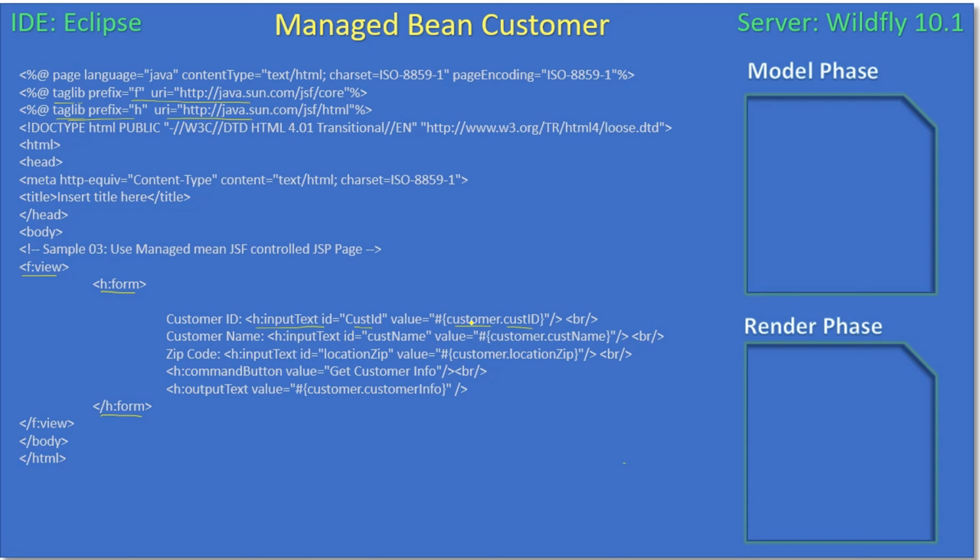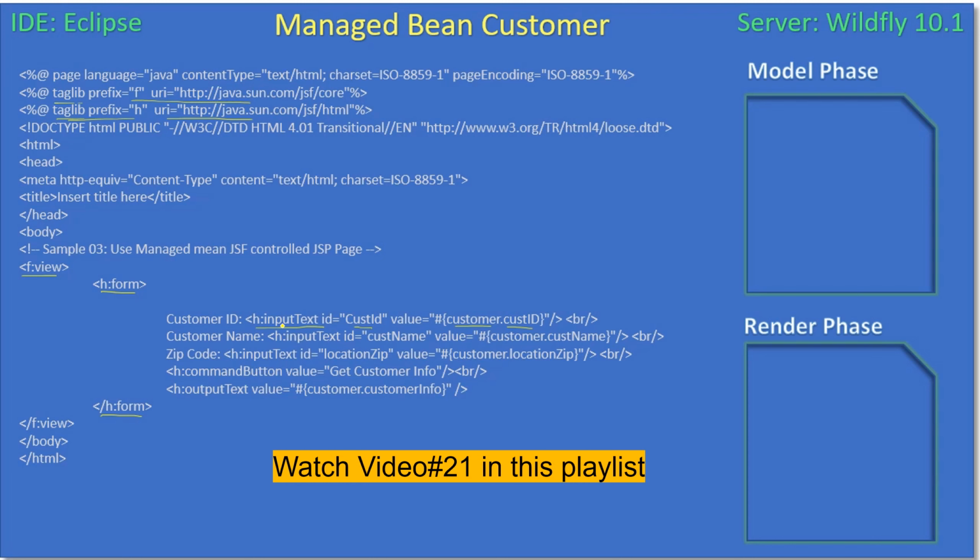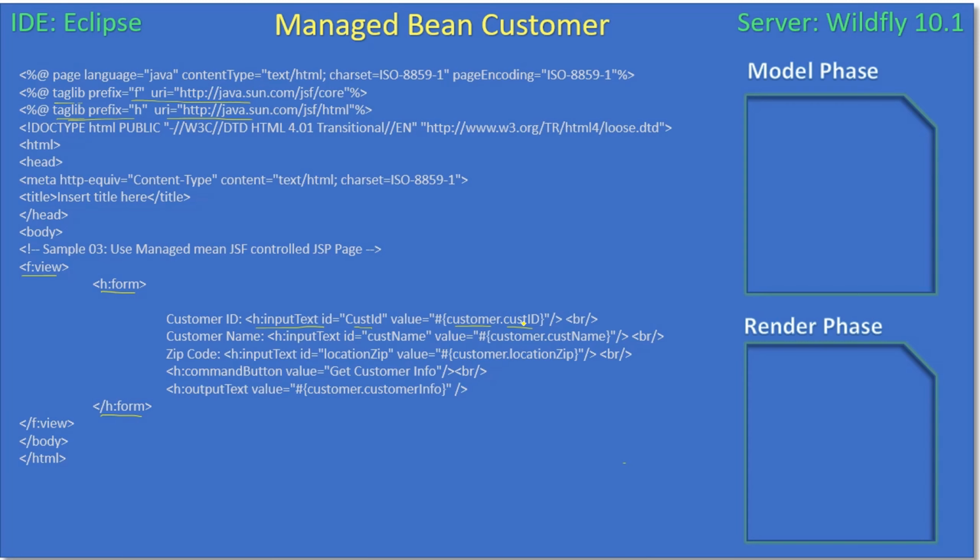Hash, that's the syntax, and the variable, if you see, is customer. So this instance is available, and customer ID we are mapping. So H input text, we know that at runtime this will get transformed into an HTML input field, and we are mapping that with our managed bean property customer ID. Then customer name, location, zip, and if you see here the command button, get customer info. Here we are actually reading the information and displaying it.